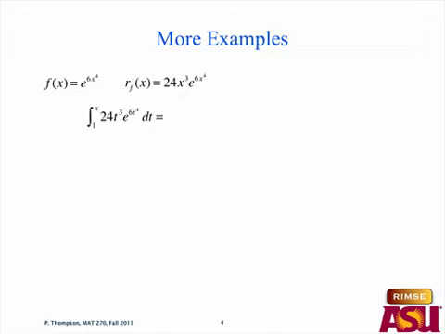Calvin. I got e to the 6x to the 4th minus e to the 6th. Agree with that? Yeah, that's just f of x minus f of 1. Anybody have a question? Does it make sense?